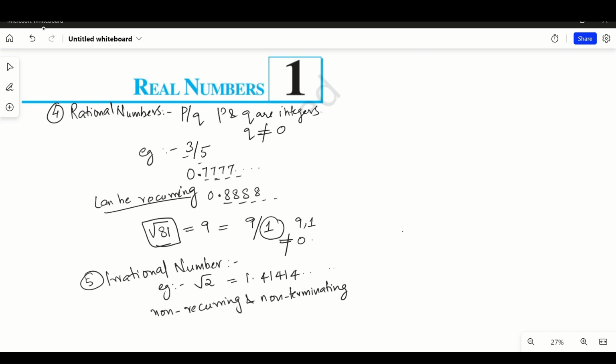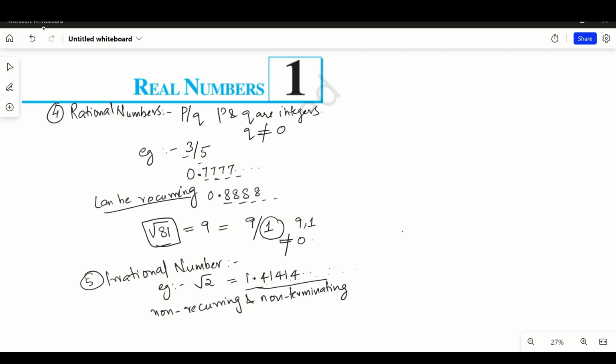It is non-recurring and non-terminating. So irrational numbers can be written in decimal form and can have endless non-repeating digits after the decimal point. See, after the decimal point it is 4 1, then again 4 1, 4 1, etc. So the digits are not repeating. While in rational numbers, you can see after the decimal point the number is getting repeated, so it is recurring.